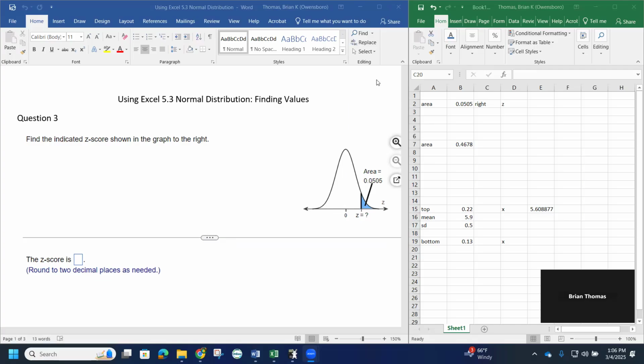So in this video, I want to use Excel to work out some examples from section 5.3. Again, we're working with the normal distribution, but this time, instead of looking for the area when given the x value, what we're looking for is the z-score or the x value itself. Question 3 from your homework says: find the indicated z-score shown from the graph to the right.